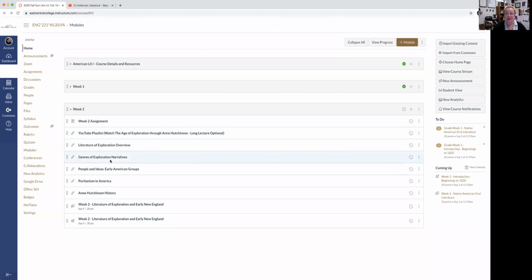And then a couple of really brief articles. So just a couple of pages, overviews: what is literature of exploration, Puritanism in America, a bit more about Anne Hutchinson, and that encapsulates the assignments for the week. So again, it's really important that right now you make yourself a schedule for the week, use a planner, however you want to do it, so that you are pacing yourself with your readings.